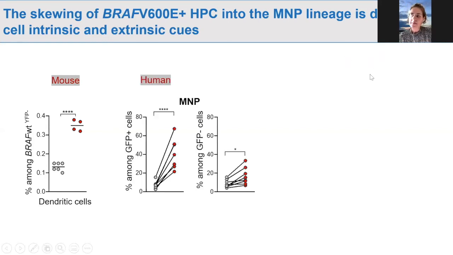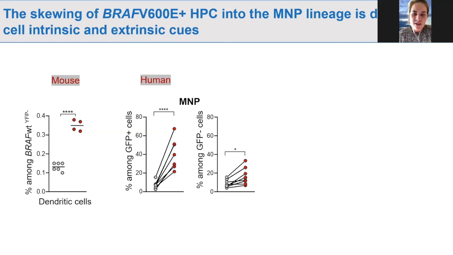Next slide. And we observe the same using our in vitro human culture. So basically, the cells that were not transduced with our BRAF-V600E lentiviral vector, but in close contact with BRAF-V600E positive cells, were also able to differentiate more toward the mononuclear phagocyte lineage. So this made us hypothesize that maybe the secretome from BRAF-V600E positive hematopoietic progenitors could participate in the myeloid skewing.